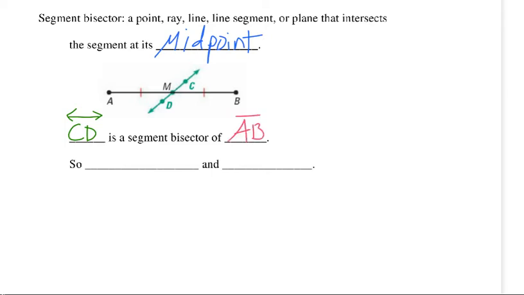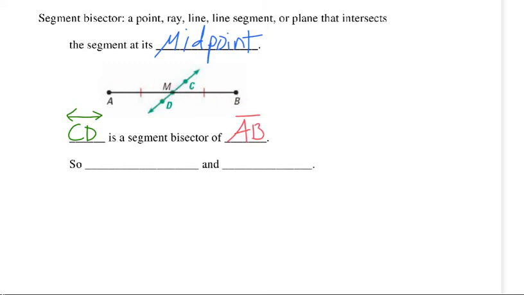Because we know it is a segment bisector, that means that our point M is our midpoint. And if you remember the last definition, if we know that M is the midpoint, then we know that segment AM and segment MB are congruent, and that the distance from A to M and the distance from M to B are equal to each other.